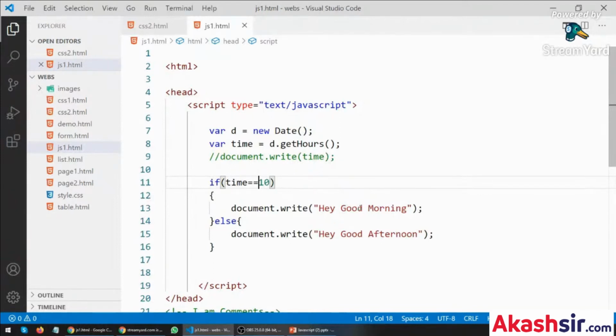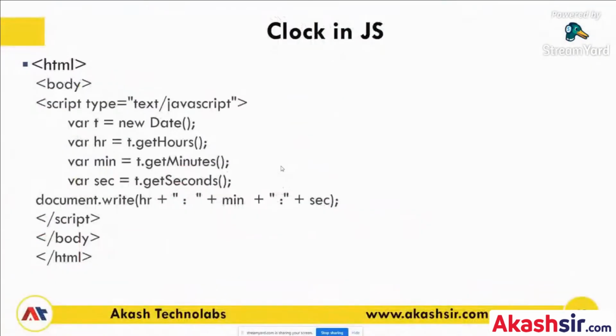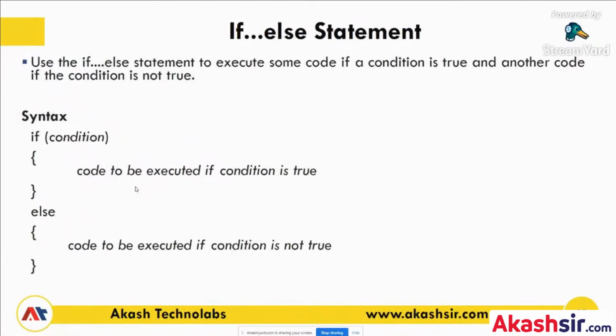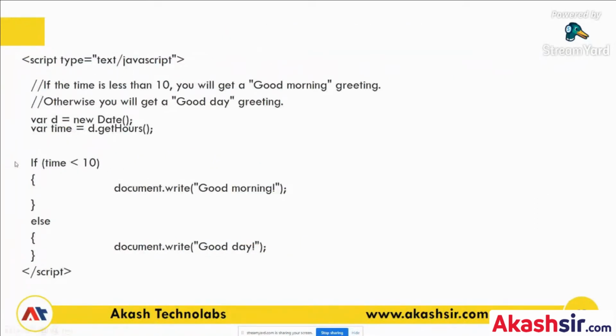Okay, so next, we have lots of topics for today's PPT. Yes, so this is a simple example of a clock. Let's say if I want to display a clock, we have getHours, getMinutes, and getSeconds, right? So simply you can print hours, minutes, and seconds, and it will display a current clock on your website. Okay, so you can use these if else conditions. Here you can see, as we have done this code previously, if hours is less than 10, then good morning, else good day.